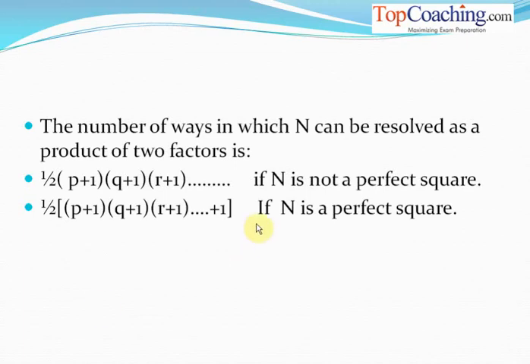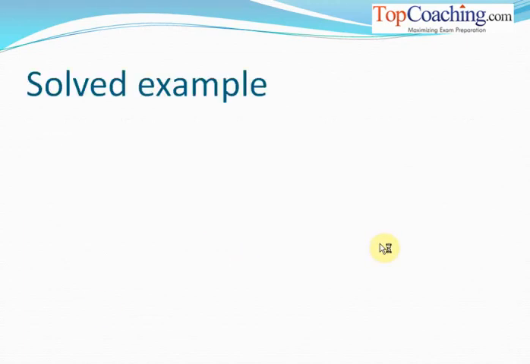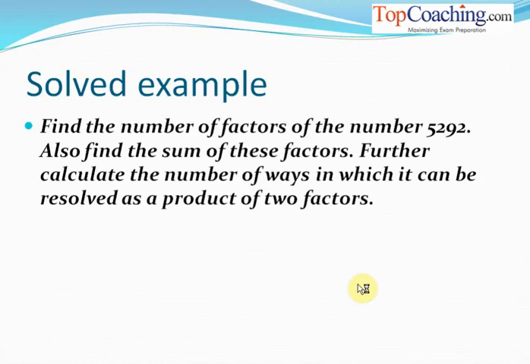Thus, let's look at an example to understand what we have studied just now. Find the number of factors of the number 5292. Also find the sum of these factors. Further, calculate the number of ways in which it can be resolved as a product of two factors. Now what we have been given is the number 5292, and we have to find the number of its factors. Also we have to find the sum of these factors. Further, we have to calculate the number of ways in which it can be resolved as a product of two factors. So now let's look at the solution of it.